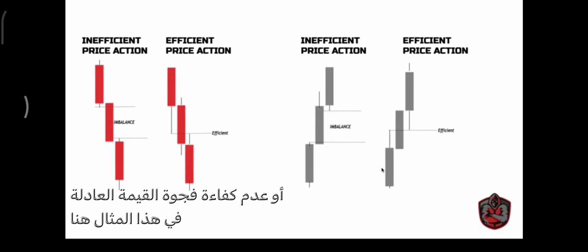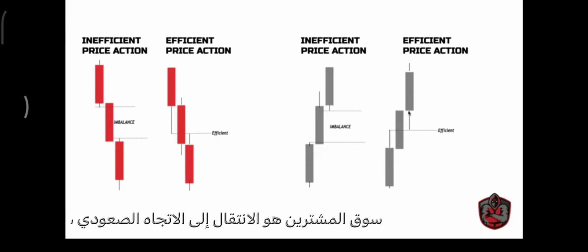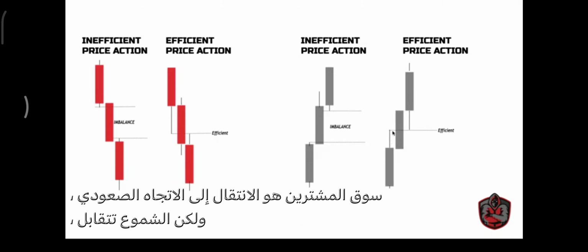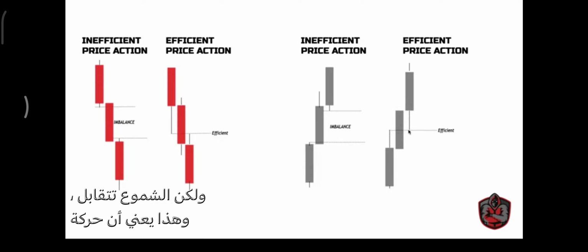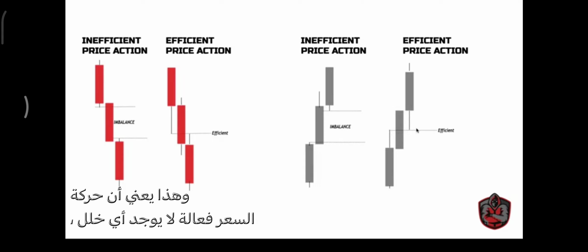In this example here, market is moving over to the upside. However, the candles are meeting. This therefore means it's efficient price action. There isn't any imbalance, right?